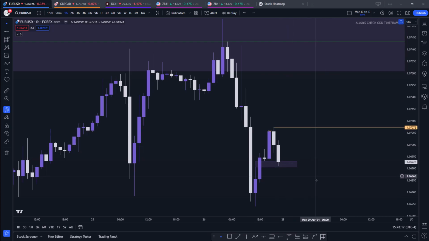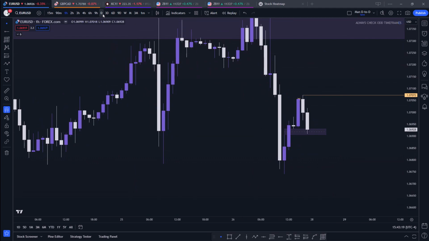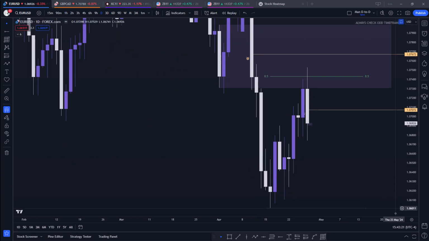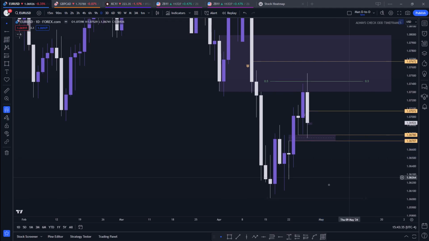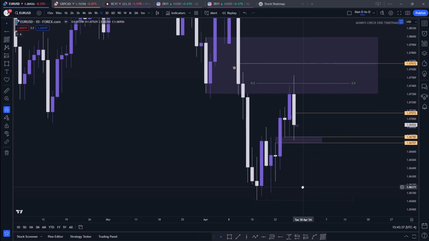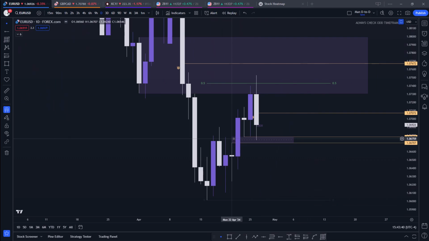But if we are going to continue lower, I already said what my validation point is, which is a closure below this inefficiency. If the euro dollar can close below this fair value gap from a daily perspective, then I could look for a continuation to the sell side liquidity down there. So that's my view on Euro.